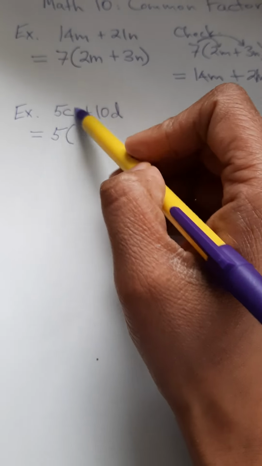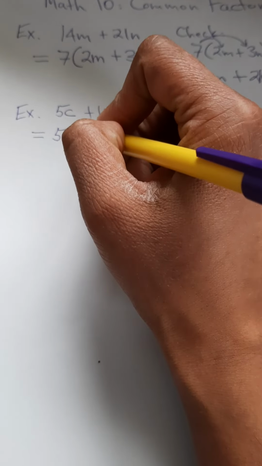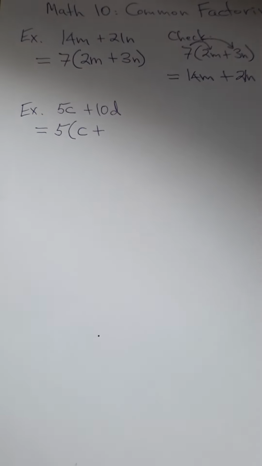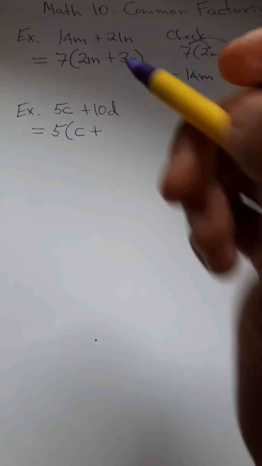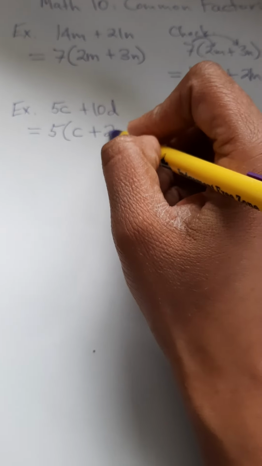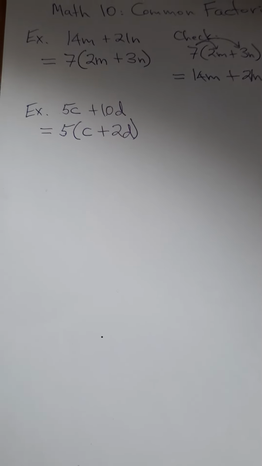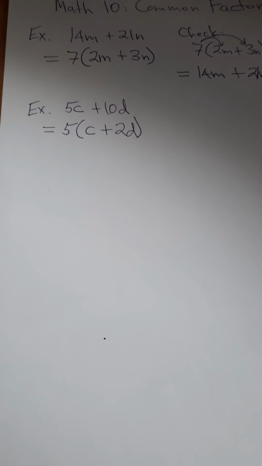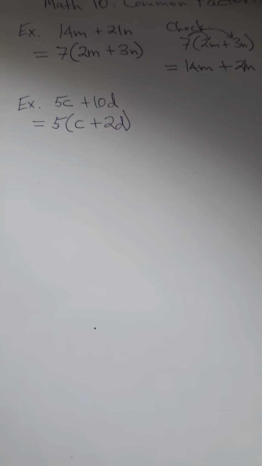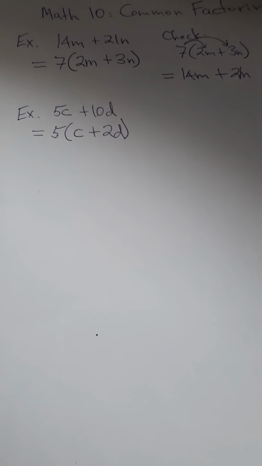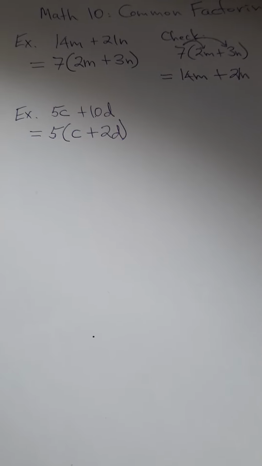From this first term, 5 divided by 5 is equal to just 1. You don't need to write the 1, but I'm also left with c here. Plus, we're going to do 10 divided by 5, which is equal to 2, and d, because I did not take the d outside the brackets. Does everyone see that? This is actually a really simple example. So with that, let's go to the next example.